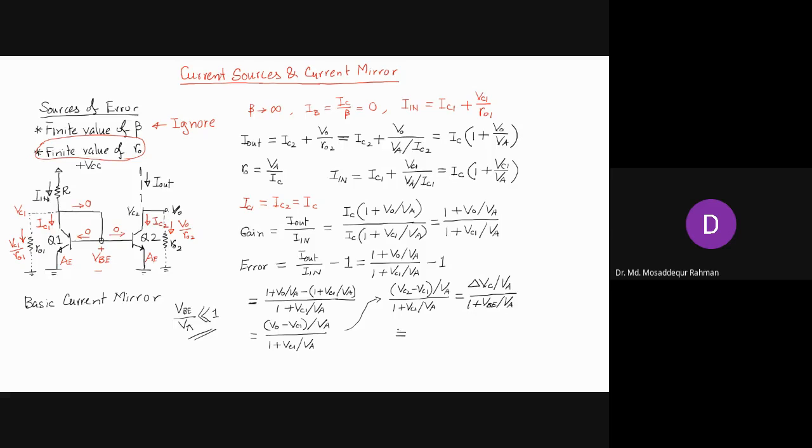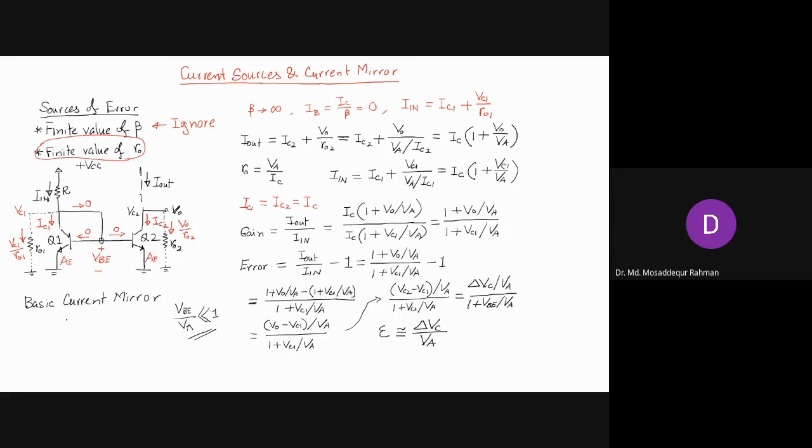So what do you end up with? You end up with del VC by VA. So that is how we can express the error, which we also write in this form, the Greek letter epsilon. So error we can express as del VC by VA, the difference between the two collector voltages divided by the Early voltage. Is that clear? Yes, sir.